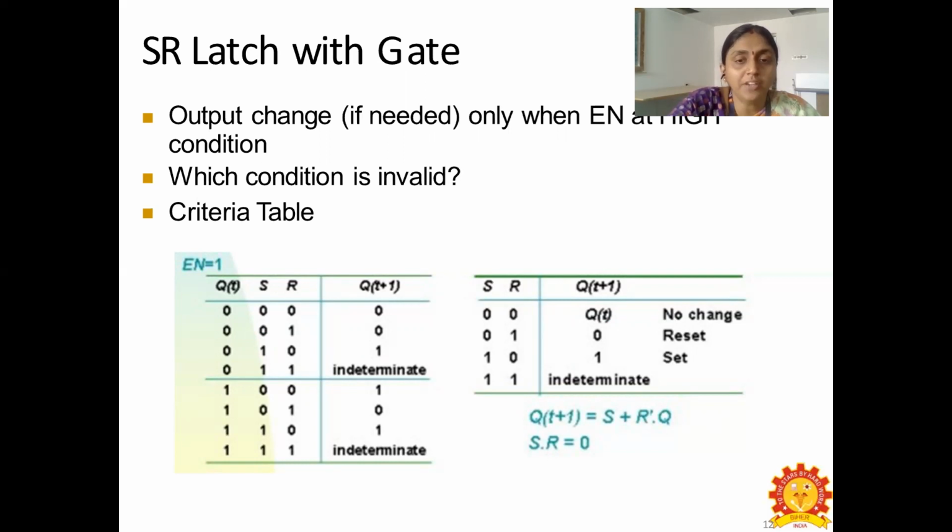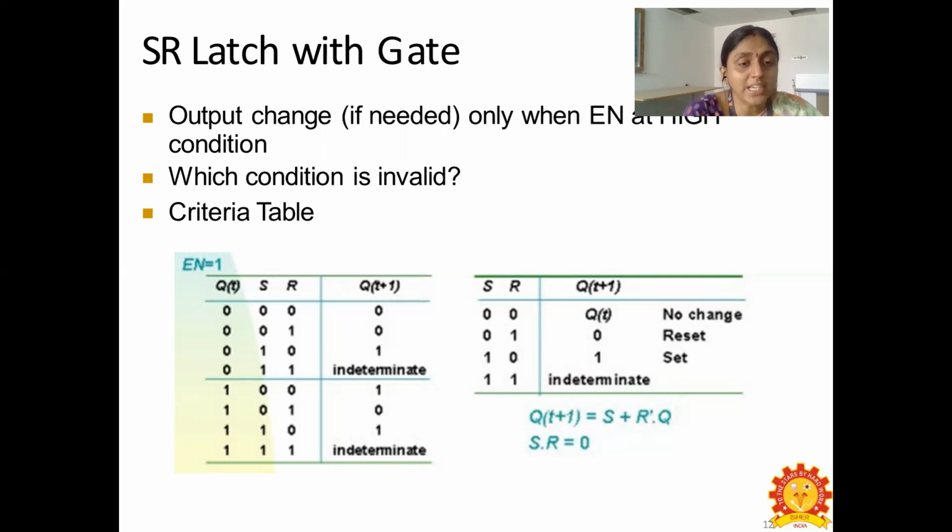When the enable condition is 1, the S and R values, based on the present output Q value, determine the next state Q value. When S and R values are 0 and the present state Q is 0, and the enable input is 1, then the next state is 0. And when S is 0, R is 1, and the present state is also 0, the next state value Q of t plus 1 is 0.